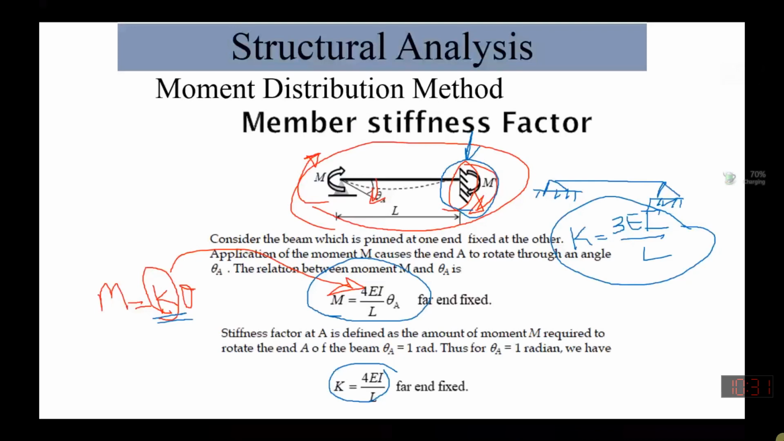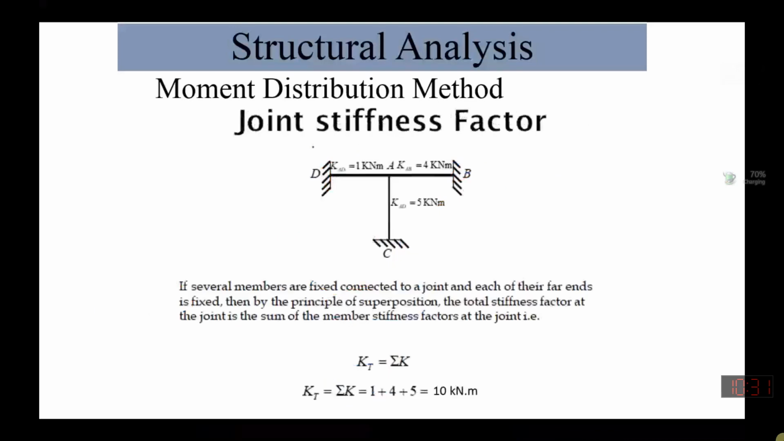So now joint stiffness factor. The next term is joint stiffness factor. This joint stiffness factor can be calculated by simple principle of superposition. Let's say this is joint A with us over here. How many members are connected with the joint A? This is one member, two member, and this is third member. So these three members are connected at joint A. So the joint stiffness factor will be the sum of the individual stiffnesses coming from these three members.